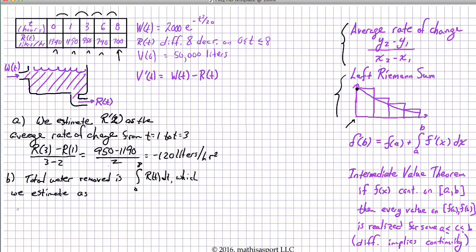So let's write it out. It's 1340 times, what's the distance between 0 to 1? Right, 1 minus 0. Plus 1190. What are we going to multiply that by? 3 minus 1. Plus 950. Notice that interval is particularly long in time. It's 3 hours, 6 minus 3. Plus 790. And what's that interval? 8 minus 6. Put it all together, I think you get 8050, which ordinarily I wouldn't even write out on the form.